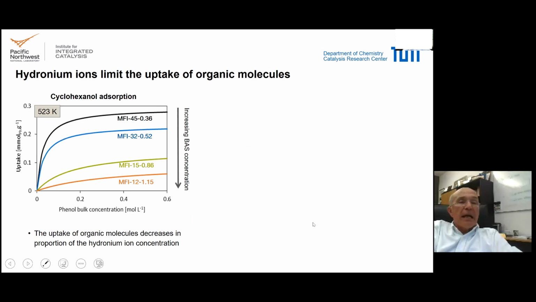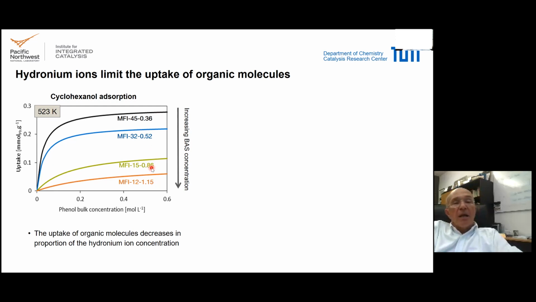Now let us see how the differences in Brønsted acid site concentrations affect the adsorption of an organic molecule. And again, I'm turning here to cyclohexanol, and we are looking at a series of zeolites that increase in the concentration of hydronium ions in the pores, ranging from 0.6 millimole per gram to 1.15 millimole per gram. And you see clearly that the amount of organic that we can bring in there has decreased dramatically.